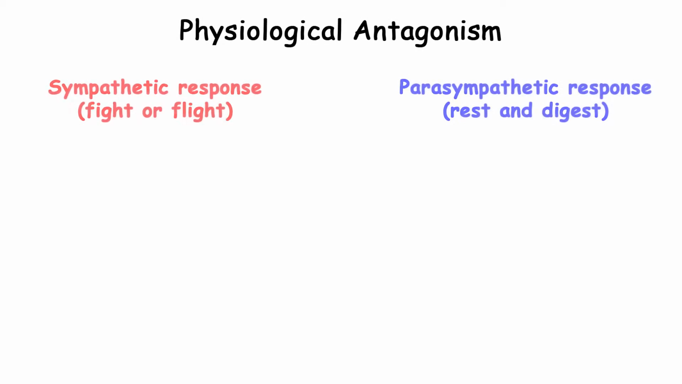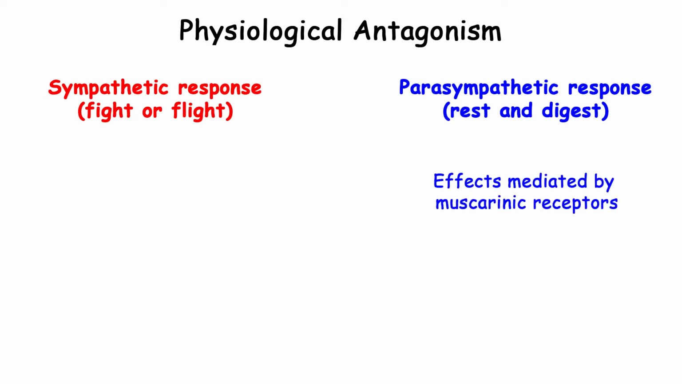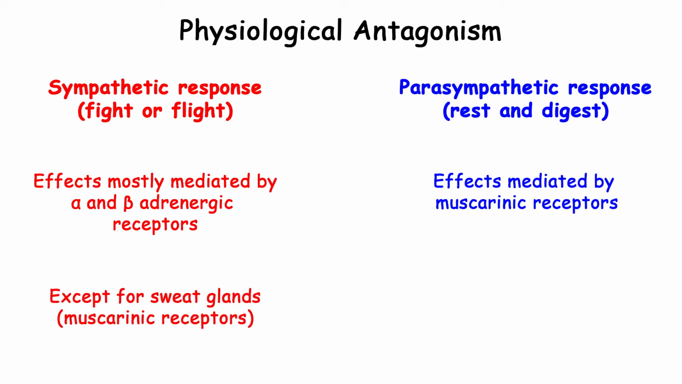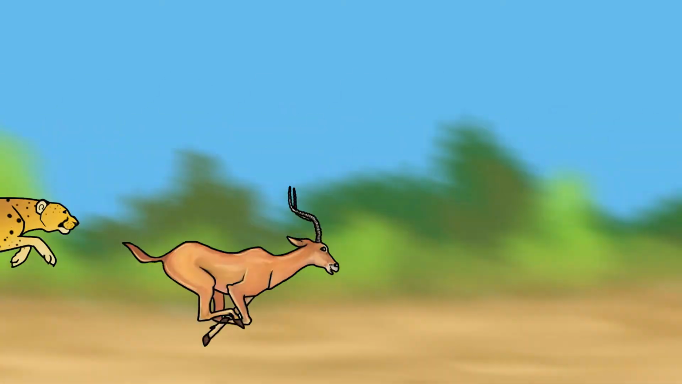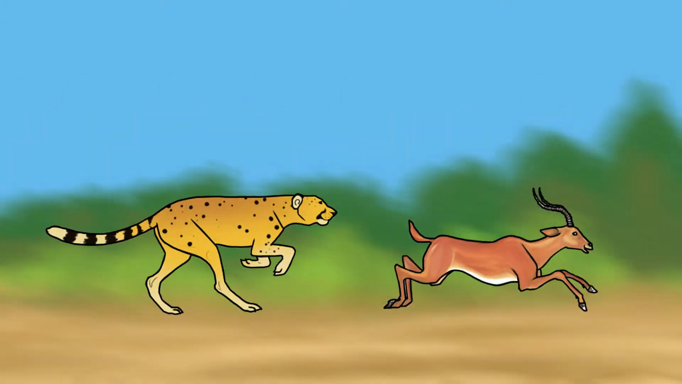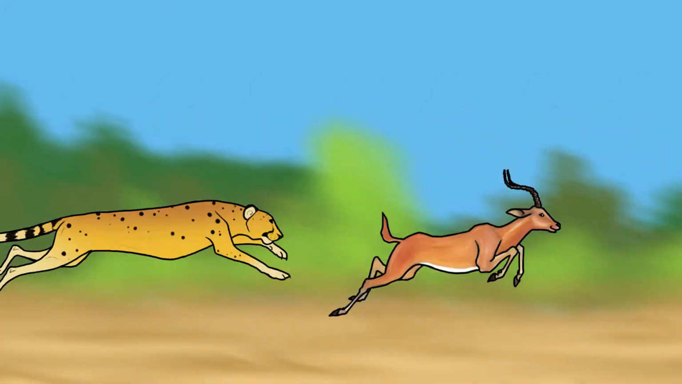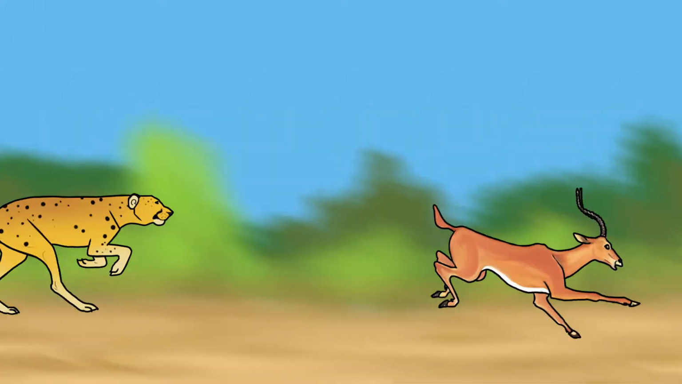In most cases, parasympathetic responses are mediated by muscarinic receptors, whereas sympathetic responses are mediated by alpha and beta adrenergic receptors. While sweat glands are sympathetically controlled, they are activated by muscarinic receptors. Consider the following scenario. Cheetahs often need to work for their supper by running fast to catch up to their prey. In this scenario, the sympathetic systems of both the cheetah and its prey are fully activated.